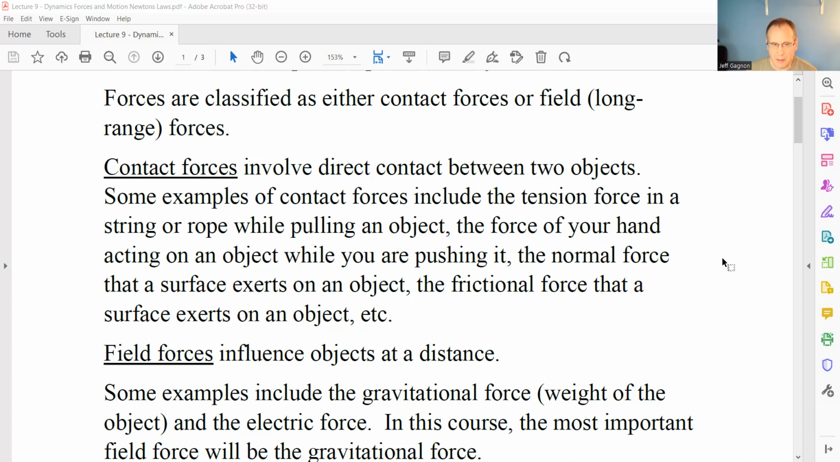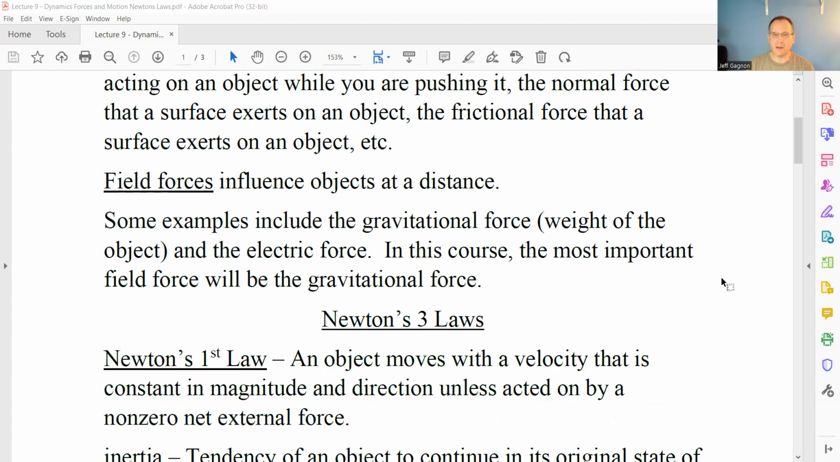The other type of forces that we're going to see are called field forces or long range forces. So field forces influence objects at a distance. And some examples include the gravitational force. And that gravitational force actually has a name that we use often. We call it the weight of the object. Some people say the force due to gravity, which is really the weight of the object. Another field force is the electric force. In this class, however, we're going to focus almost exclusively on the gravitational force. So when we talk about long distance forces, really the only one that comes up in this course is going to be the gravitational force.